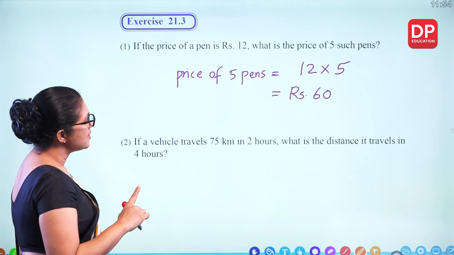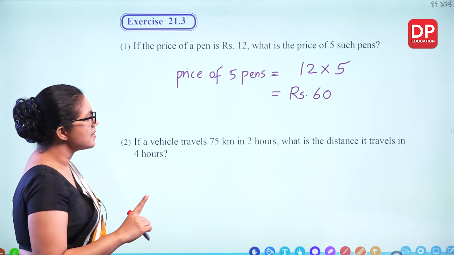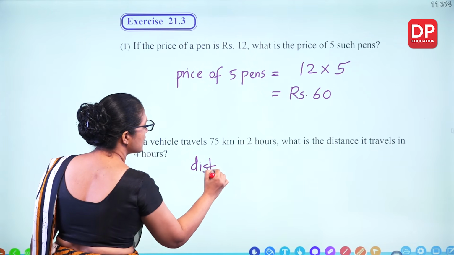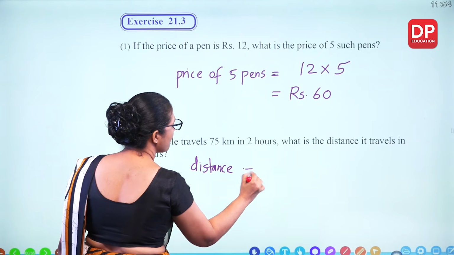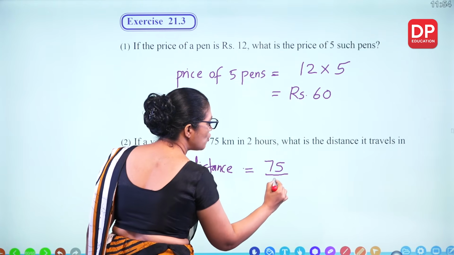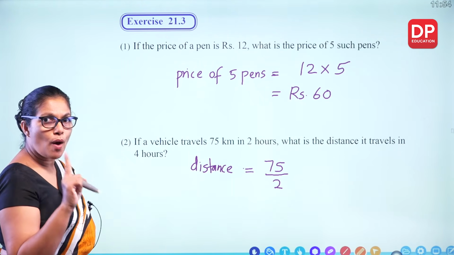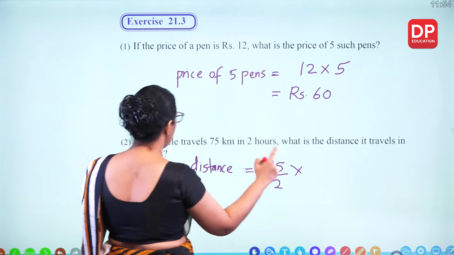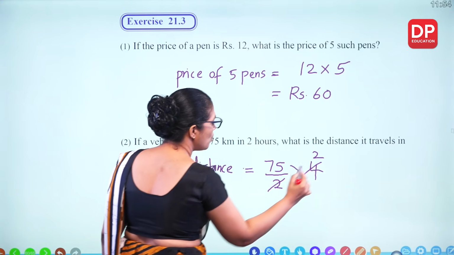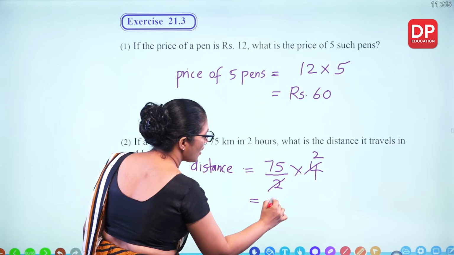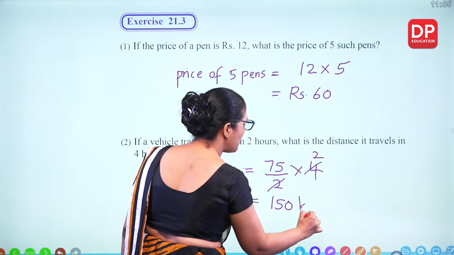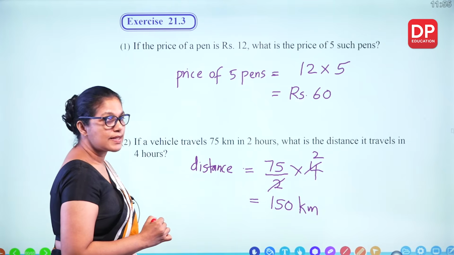If a vehicle travels 75 kilometers in 2 hours, what is the distance it travels in 4 hours? So distance traveled is equal to 75 for 2 hours. So when you divide by 2, you get distance for 1 hour. Multiplied by 4, distance in 4 hours. 2 times 2. So 75 into 2, 150 kilometers. So this is in kilometers.